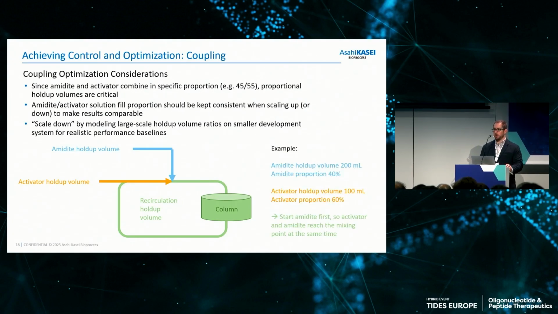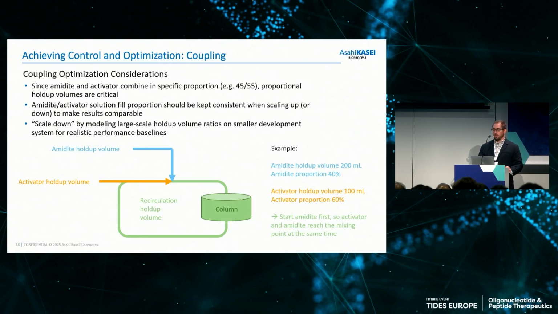So here I'll use an example. Let's say that our amidite holdup volume, from where we introduce that to the system to where the amidite joins the activator, is 200 mils. And then let's say the activator is only 100 mils. And in this example, our amidite proportion is smaller, only 40%, and the activator is the rest. And so in this situation, we would expect that if those two inputs to the system are operating at proportional linear velocities, the activator is going to get to the column first. And we want them to get there at the same time.